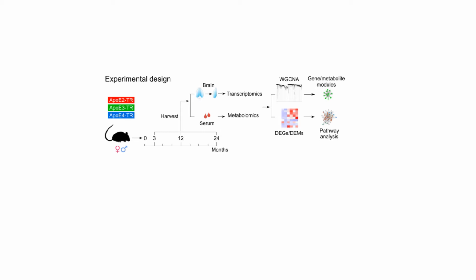From these data sets, we then did WGCNA, or weighted gene co-expression network analysis, and this allows us to identify gene or metabolite modules. We also performed differential expression analysis, which allows us to identify genes and metabolites that are differentially expressed between conditions. And from this, we identified pathways that were enriched by these genes or metabolites.